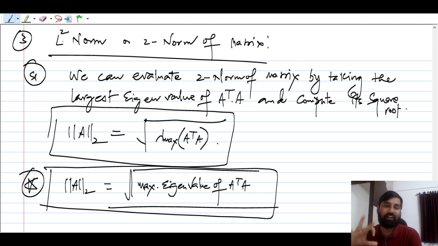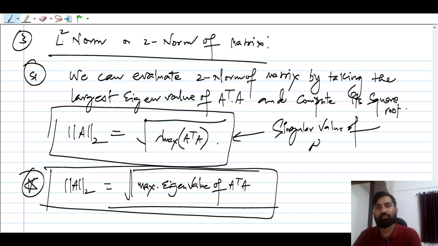So remember L2 norm by default. L2 norm means A transpose A; it is like a singular value, it is a singular value of a matrix. I will write it here: singular value of a matrix. Okay, so I have told you singular value. I hope this makes sense to you. So this is very important.